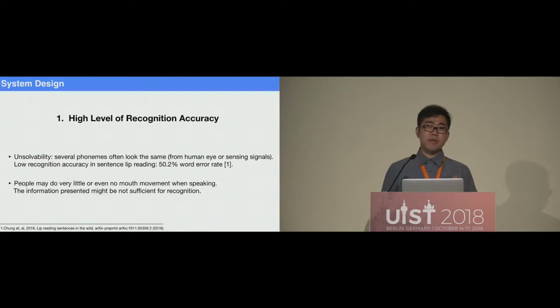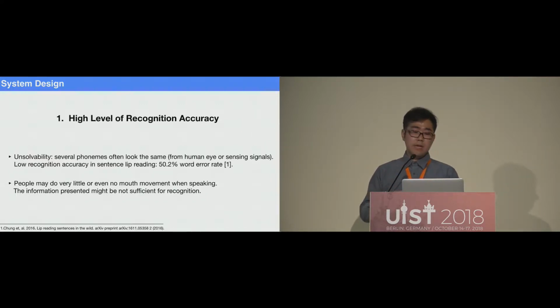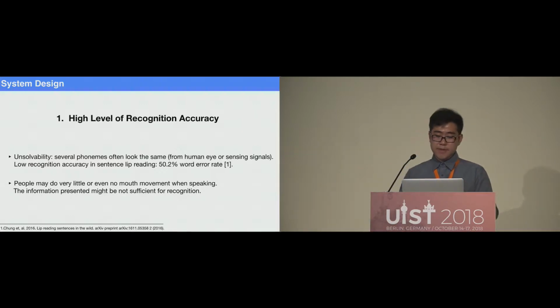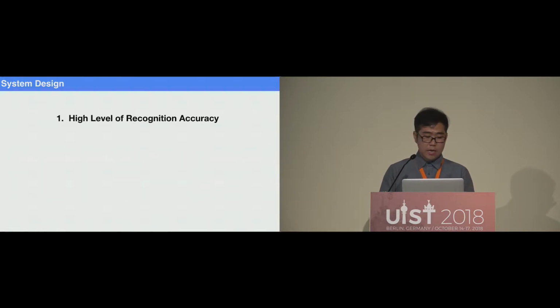Second, in everyday speaking, we may make very little or even no mouth movement, so the amount of information may not be sufficient for recognition. That exacerbates the problem of low recognition accuracy. Since these two problems cannot be solved technically, we can avoid them through several interaction designs.